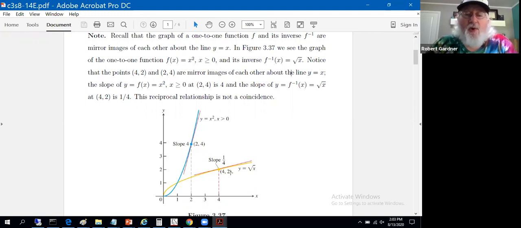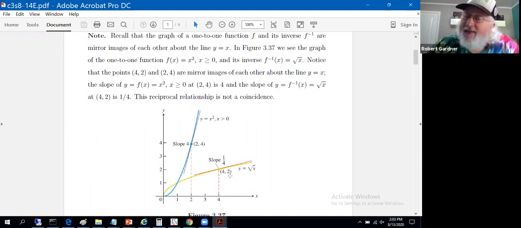Okay, so what we want to do is look at the slope of the function. Just think of the blue one as the function and the yellow one as its inverse. The slope of the function, the blue one, at the point 2,4, and the slope of its inverse at the point 4,2. So, as we often do with inverse functions, we've interchanged the roles of x and y. So we've got the point 2,4 on the function and the point 4,2 on the inverse function.